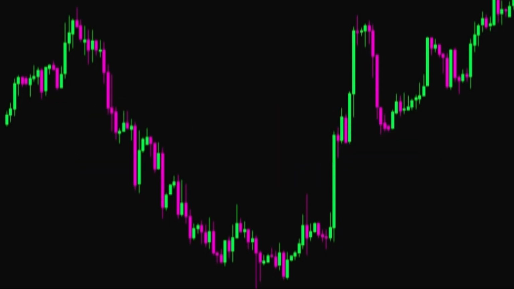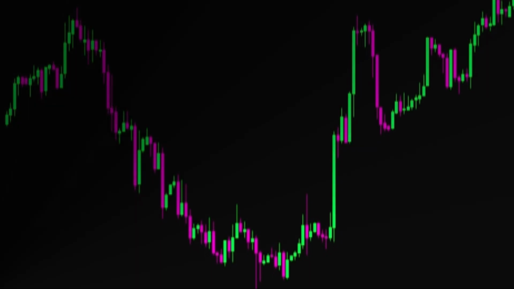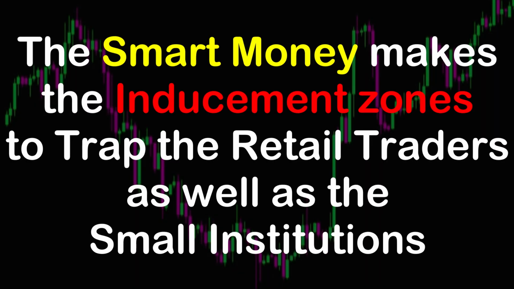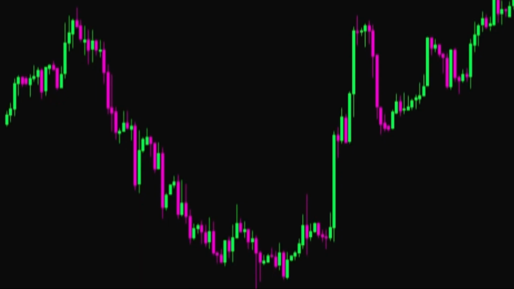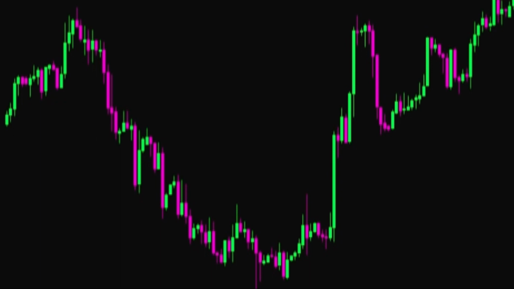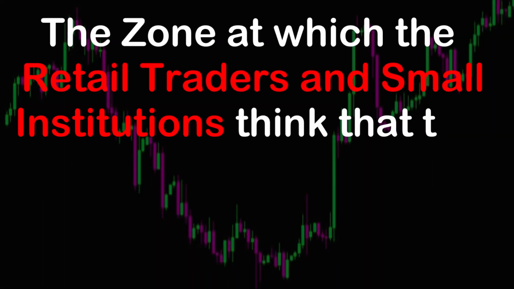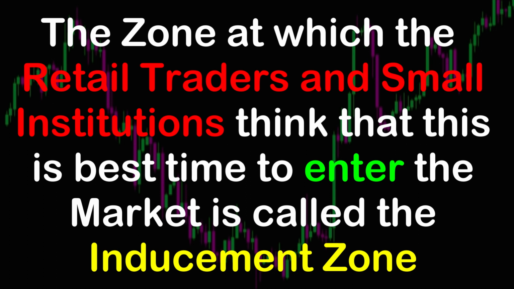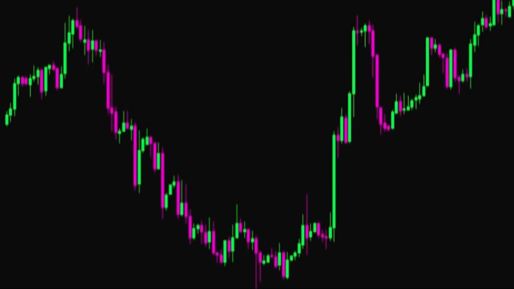Now let us move on into the video. So, the smart money makes inducement zones in order to trap the retail traders as well as the small institutions. Let us first learn the basics of the inducement zone and liquidity zones in order to understand the traps correctly. The inducement zone basically means the zone at which the retail as well as the small institutional traders think that this is the best time to enter the market, but the market hits their stop loss and then moves towards their target.